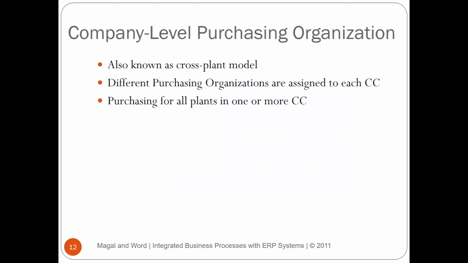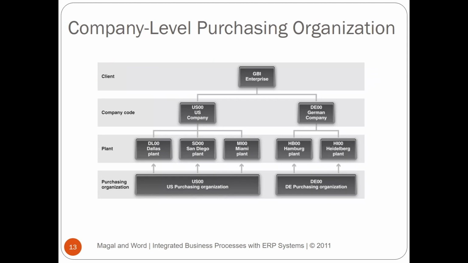The next one is the company level purchasing organization. With the company level purchasing organization, also known as the cross plant model, a single purchasing organization is responsible for multiple plants in one company code. This figure shows a model for GBI.